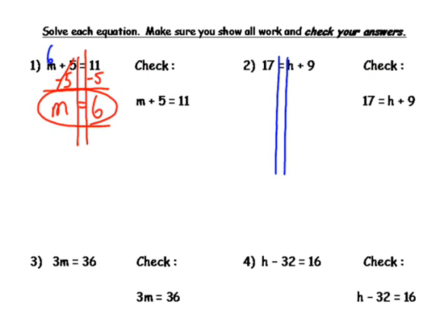The next one I know is just a little different. The variable's on the right side of the equation. No big deal. We still want to get it by itself. We want to isolate it. So I'm going to subtract 9. The inverse of addition is subtraction. Subtract 9 here. H would have a value of 8. And we could double check that. Is 8 plus 9 17? Yes, it checks.